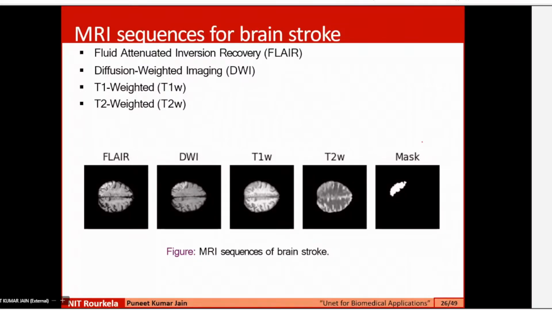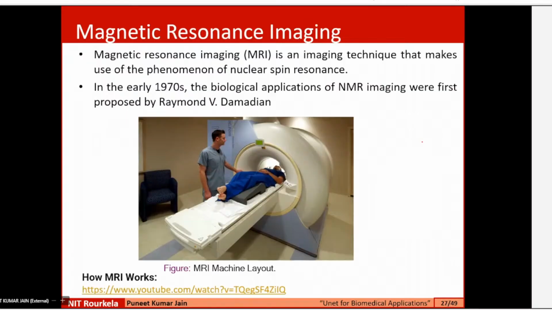So this is just a layout of the MRI scan machine, where this circular shape consists of the magnetic resonance field creation instruments, and then we pass the particular organ which we want to scan.